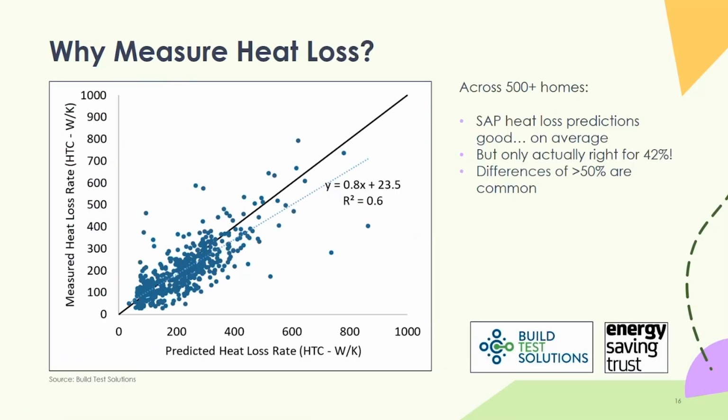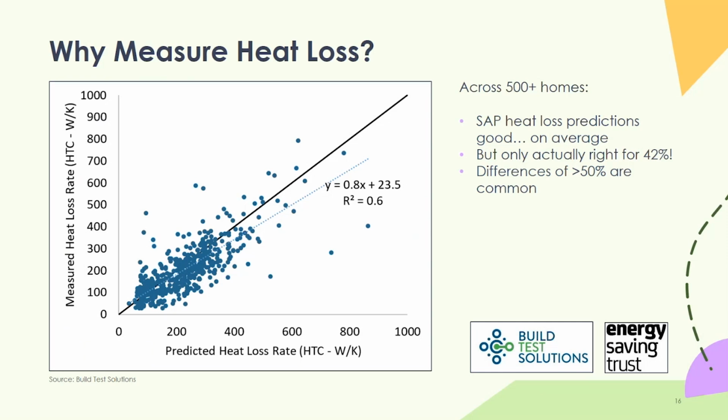Okay, and then scaling that one step further, this is a study we carried out on behalf of DESNZ and in partnership with the Energy Saving Trust. This was again to look at how well the SAP model predicts heat loss, the thermal performance of buildings. And so across a sample of 500 homes, we had measured heat loss and compared that to SAP predicted heat loss. And you can see that the predictions are good on average.